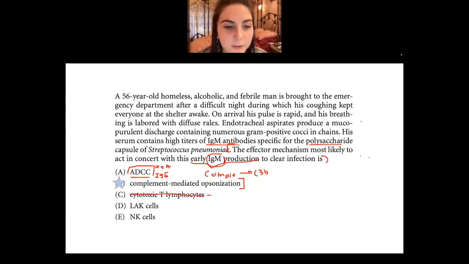LAK cells, no clue what those are. We'll have to go look at the answers. I don't know what those are, unless it's a weird name.